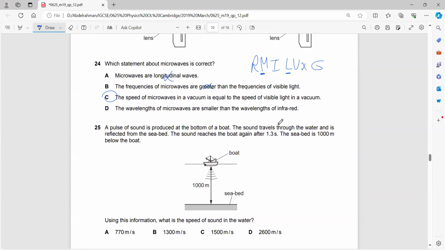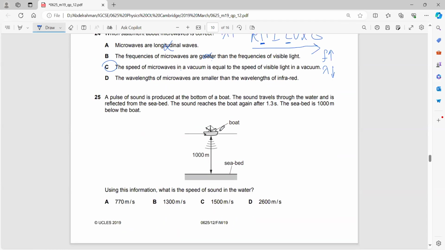As you're moving this way, what happens? The frequency increases and the wavelength decreases. But as you're going the other way, what happens? The frequency decreases, but the wavelength increases.